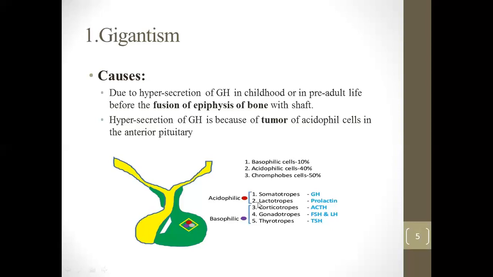Okay. So the acidophilic cells are the somatotrophs and lactotrophs, and the basophilic cells are the corticotrophs, gonadotrophs, and thyrotrophs. The acidophilic somatotrophic cell will secrete growth hormone, and the lactotrophic cell will secrete prolactin. So growth hormone and prolactin are basically secreted from the acidophilic cells. And follicle stimulating hormone, luteinizing hormone, and TSH are secreted from the basophilic cells.